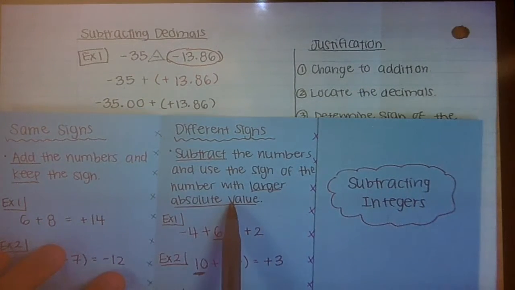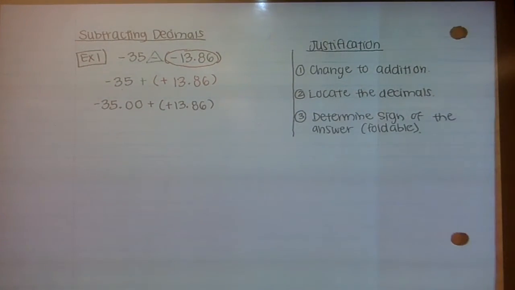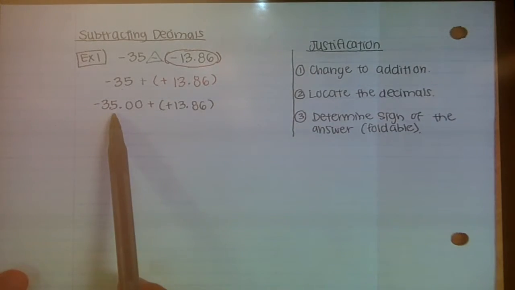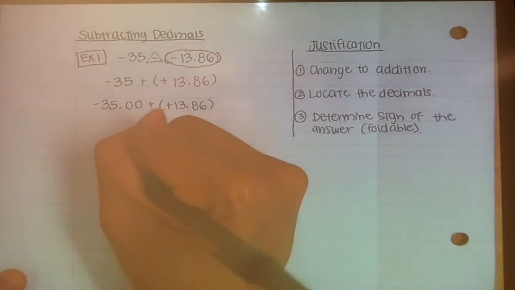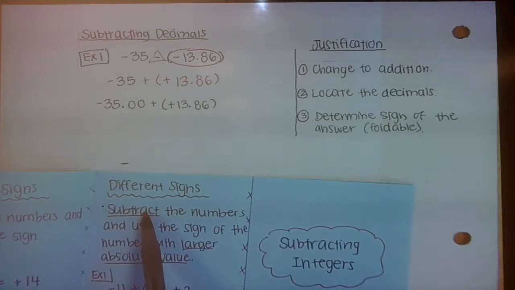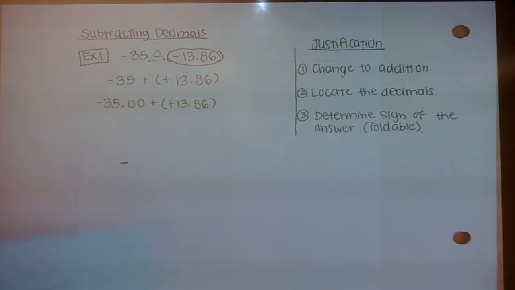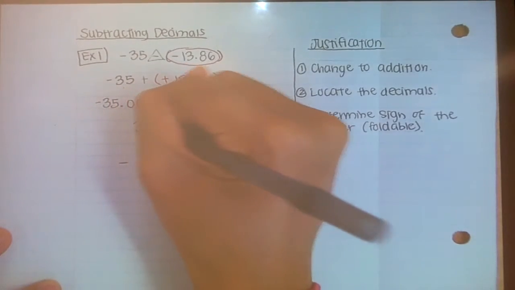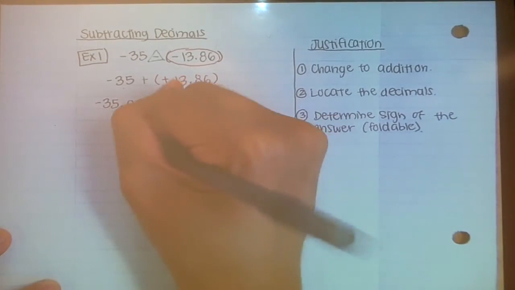Larger absolute value means further away from 0. So I'm going to find the one that's further away from 0. I know negative 35 is further away from 0, so my answer is going to be something negative. And then it tells me to subtract the numbers, so I'm going to line up my place values and subtract. So I have 35.00 minus 13.86.